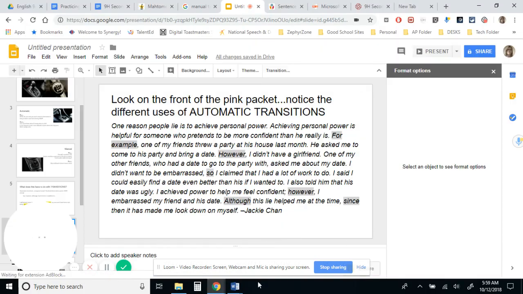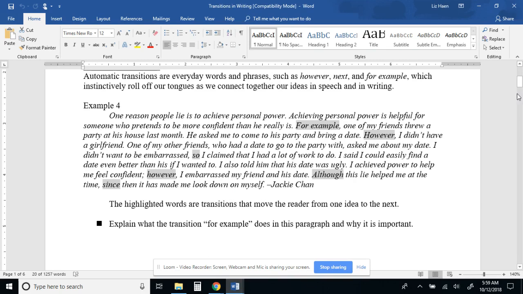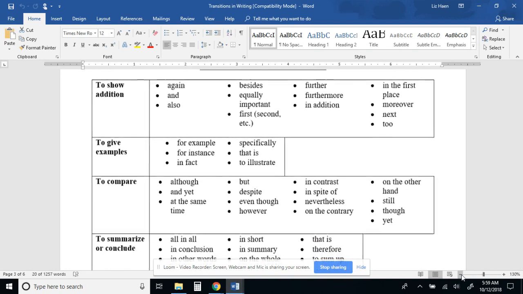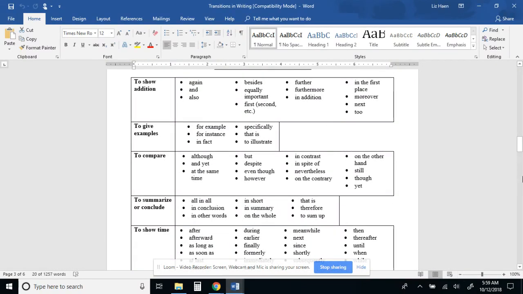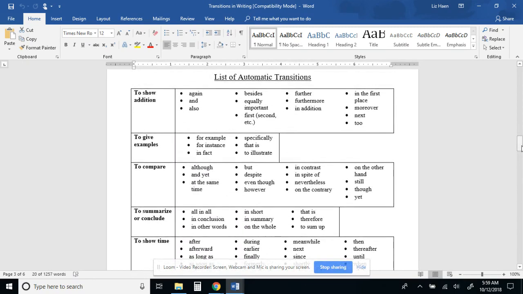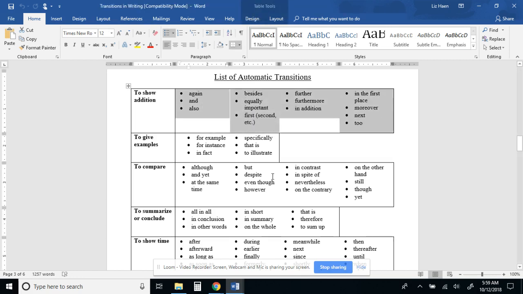And that's why the packet is also really nice, because automatic transitions have a pretty, like, there's not an infinite amount of them. There's a pretty specific amount of transitions, and this is not a complete list. But on this list on the back side of the first page of the pink sheet, you'll notice that there are different automatic transitions that you can use depending on your purpose. So to show addition means like in it, like obviously, like the word again or next. Like these are showing the relationship between the two.